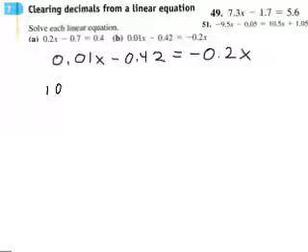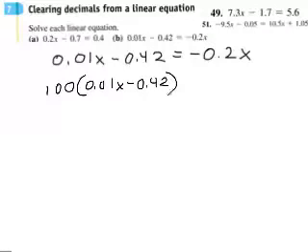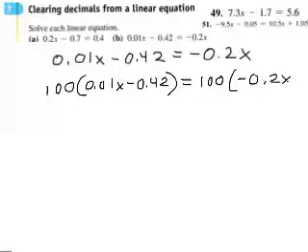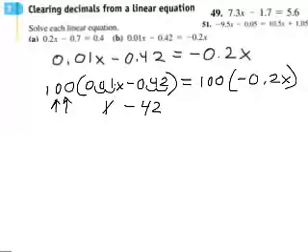So we'll multiply 100 times 0.01x minus 0.42, and we'll multiply 100 times this side, negative 0.2x. Again, now we have two zeros here, so we move it two places to the right. 1, 2, so that's 1x or just x. This one, move it 1, 2. No x in there, so it's just a negative 42.